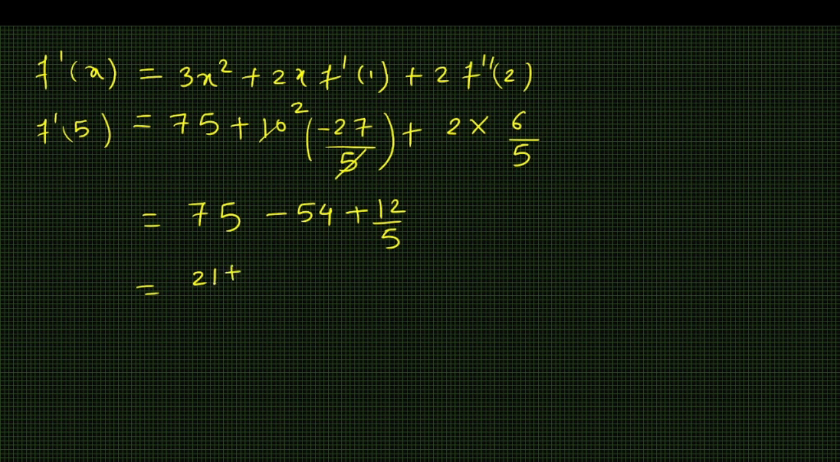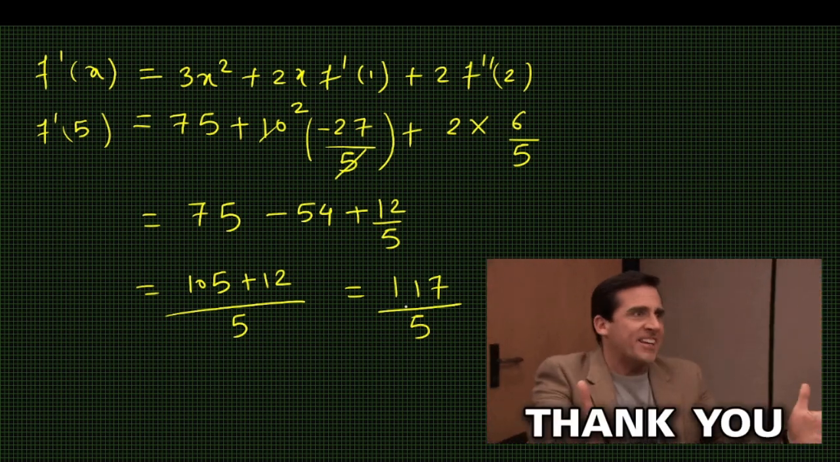Now 21 into 5 is 105, + 12/5 is equal to 117/5, and this is our final answer. Thank you.